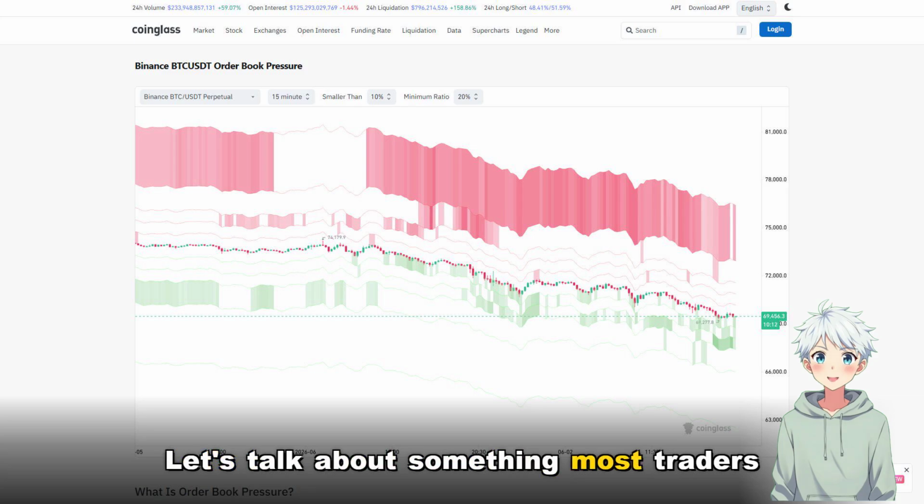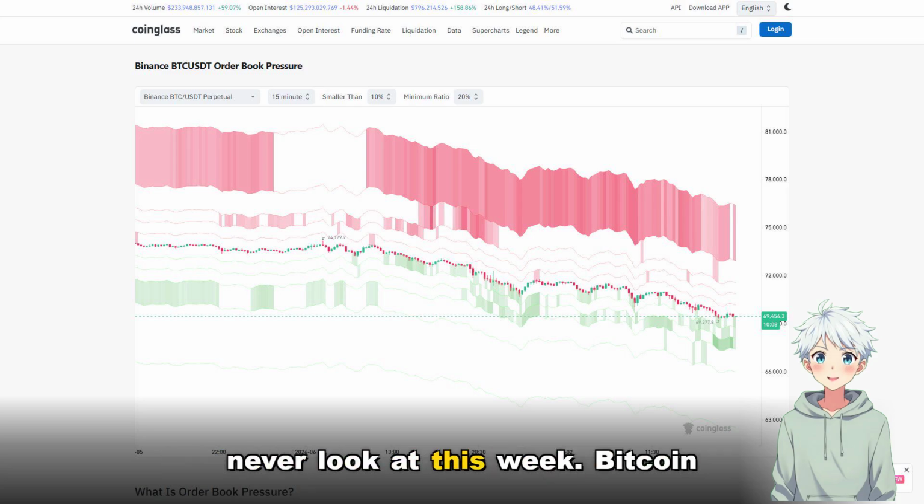Let's talk about something most traders never look at. This week, Bitcoin kept getting rejected at almost the same price. It wasn't a trend line, it wasn't RSI, it was the wall of sell orders sitting right above price. Today I'll show you how to see it, this red and green pressure map, and then I'll put real money on it. Live. This is my own money, not financial advice.